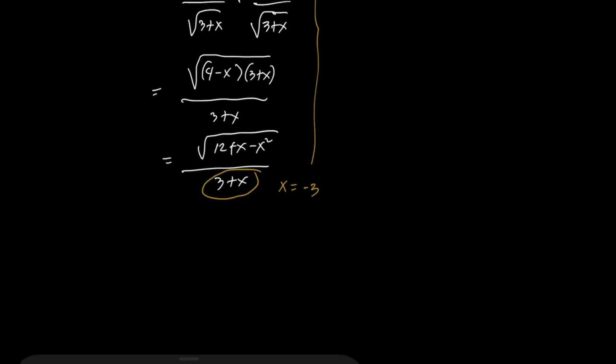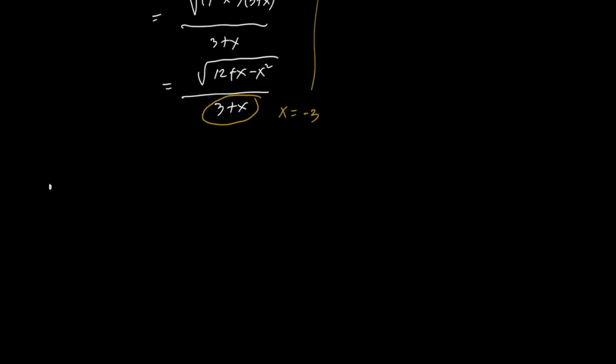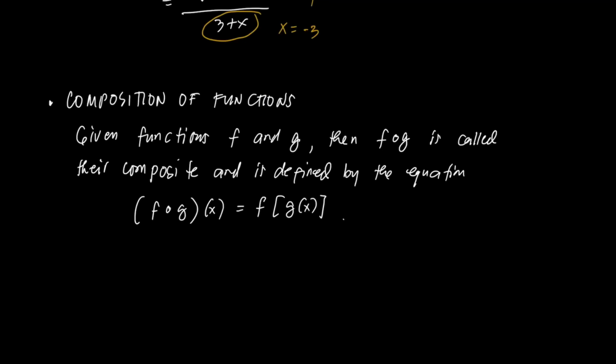Now, aside from these 4 fundamental operations, we also have composition of functions. So given functions f and g, the composition of f and g, which is denoted by this symbol, is called their composite and is defined by the equation. Do not forget this definition. The composition of f and g of x is just f of g of x.